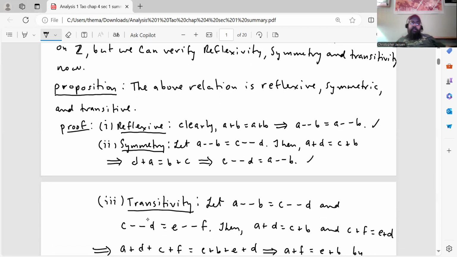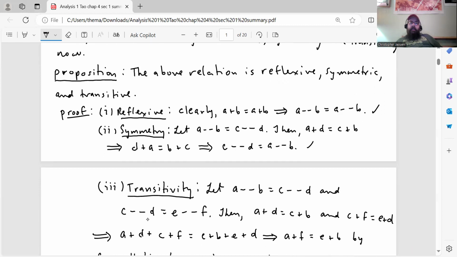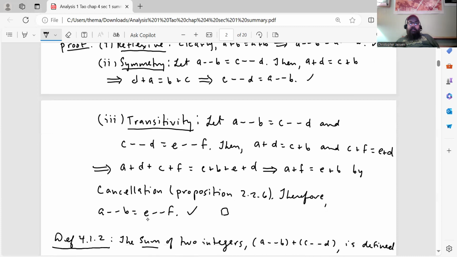So here are the proofs. We'll start with reflexivity. Obviously a plus b is equal to a plus b, which means that a minus minus b is equal to a minus minus b. Then symmetry. Let a minus minus b equal c minus minus d. Then a plus d equals c plus b, which implies d plus a equals b plus c. That's from commutativity of addition of natural numbers. And that implies that c minus minus d is the same equivalence class as a minus minus b. All right, and then transitivity as well.